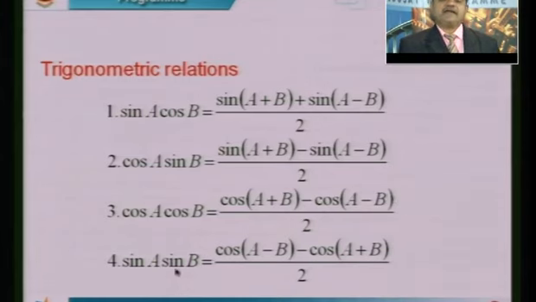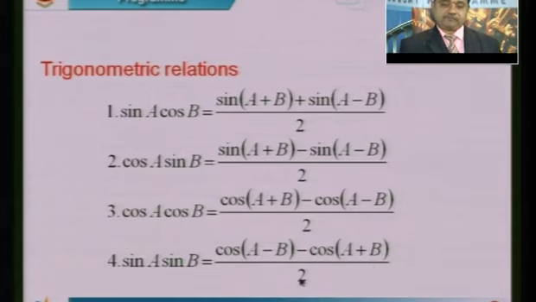Finally, sin a sin b. People remember this formula in 2 ways, whatever your method may be. People actually write minus of cos a plus b minus cos a minus b, which, if I multiply the minus inside, gives the other form: cos of a minus b minus cos a plus b by 2.